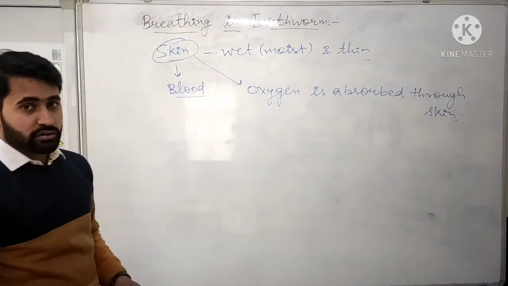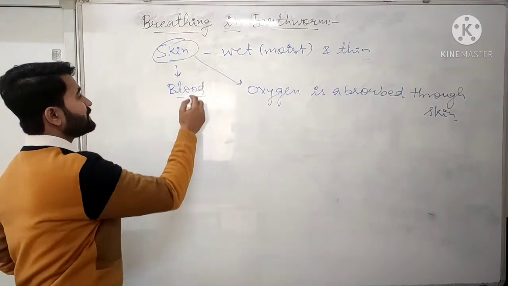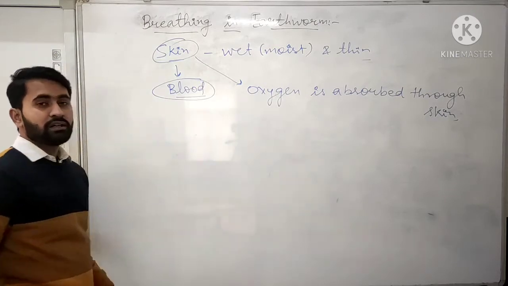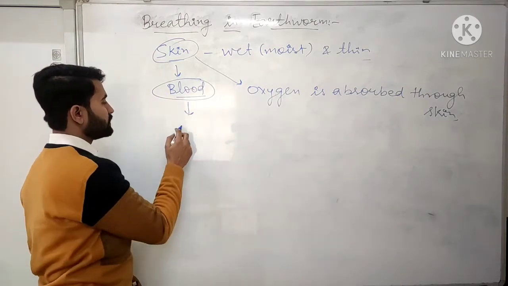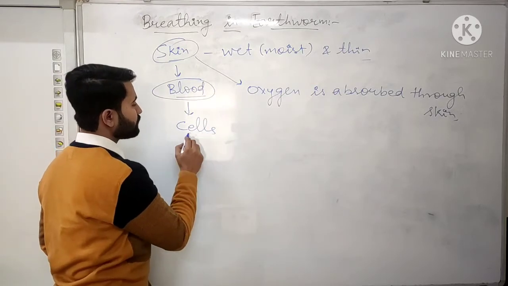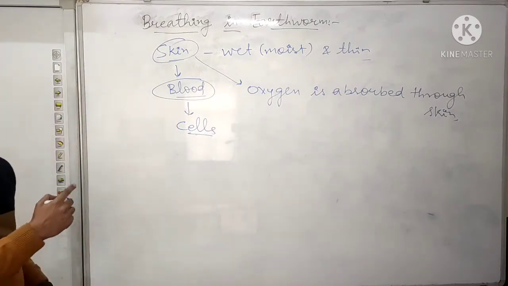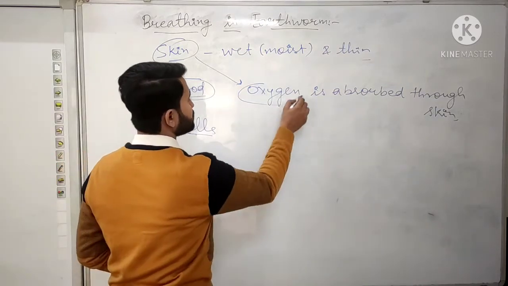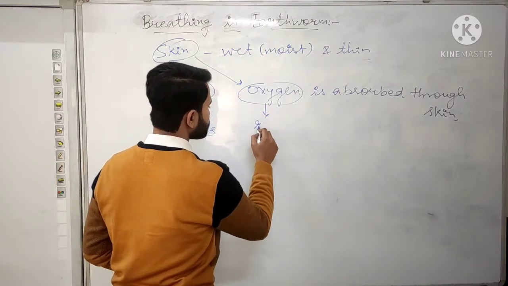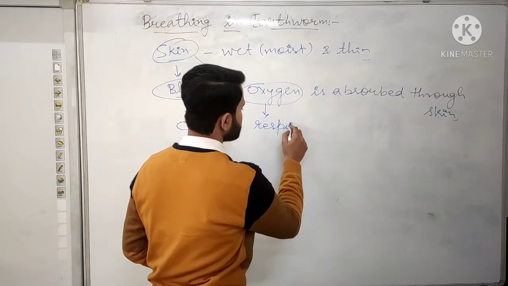Now this oxygen is then carried by the blood to the different cells of the earthworm's body. Then this oxygen is used for respiration in the cells.